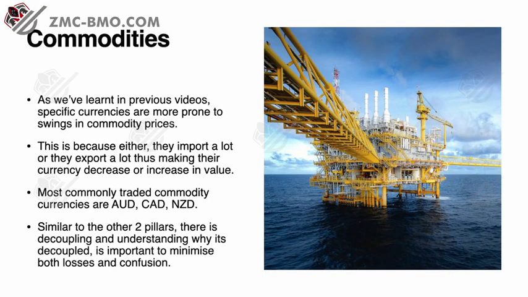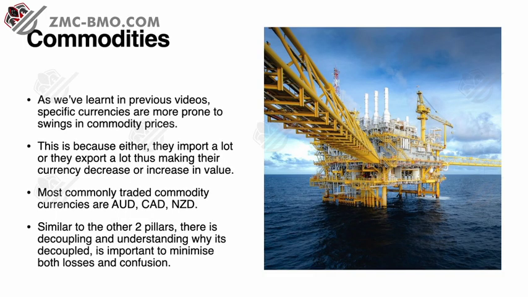As we've learned in previous videos, specific currencies are more prone to swings in commodity prices. This is because they either import a lot or export a lot, thus making their currency decrease or increase in value. So we know that for sure. We'll look at a big driver of that for the euro, as we know. That's a big sort of news flow for the euro, literally not too long ago.